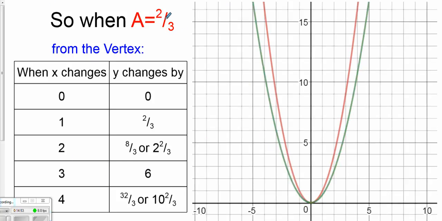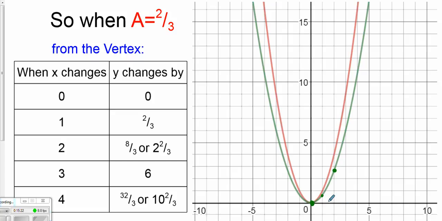Same thing if we have a equals 2/3. Instead of going over 1, up 1, it only goes up 2/3 of the way. Now 2/3 is pretty close to 1, so you can see how close these are, but over time you can see that they do get spread out, because it is only about 0.6 repeating, so it's not quite 1. When you go over 2, you're up 2 2/3, not quite to 3.